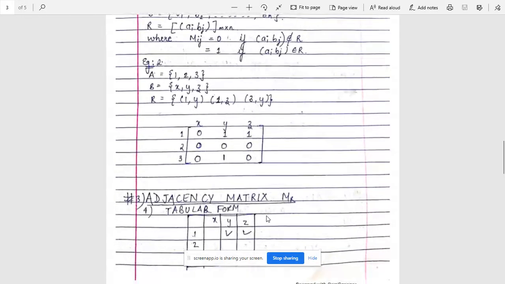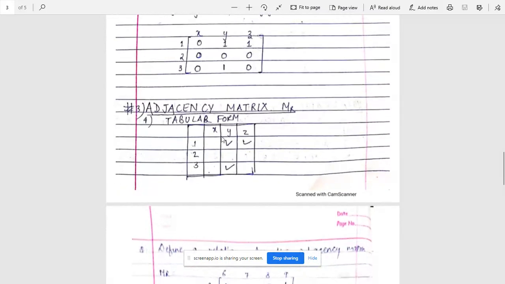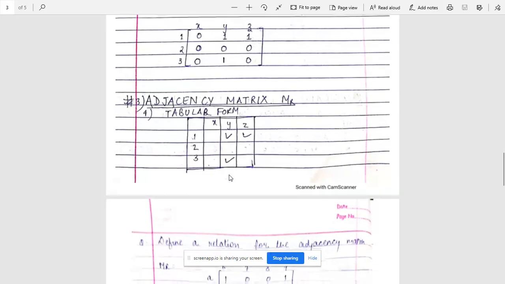The second method. Now third method, that is adjacency, it is very simple. You have to put a tick or cross for which ordered pairs are present in your relation.